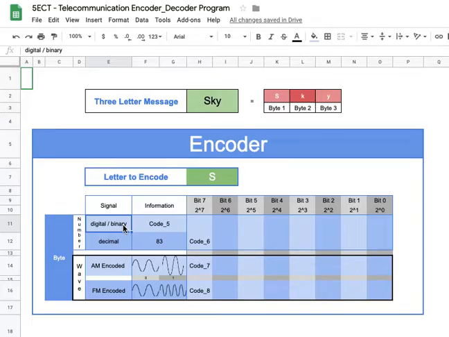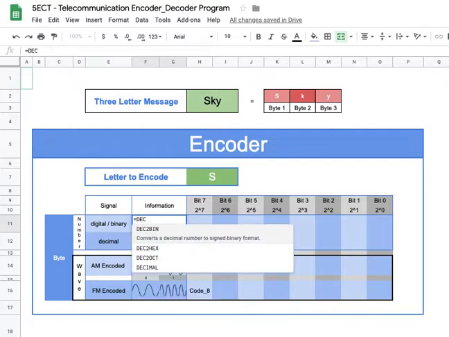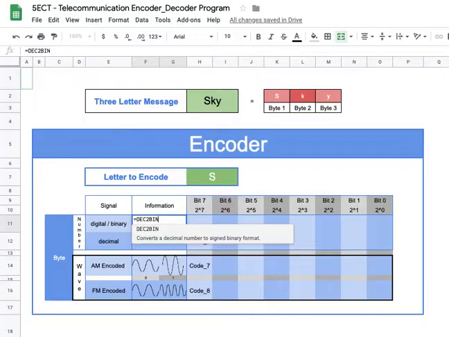And that binary uses just zeros and ones. Again, knowing that, this function will make sense. I'm going to start programming, so I'm going to hit equal sign. And we want to convert from decimal to binary, so I'm going to type in the function DEC for decimal, and then the number 2, and then binary is shortened to BIN, decimal to binary. Parentheses, we got to tell it what we want, which cell we want to do, and that is F12.